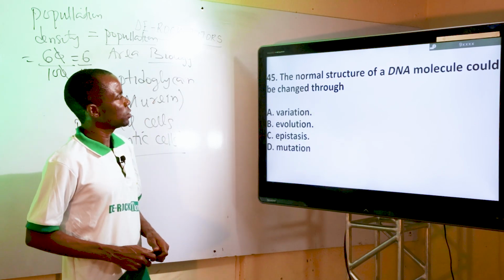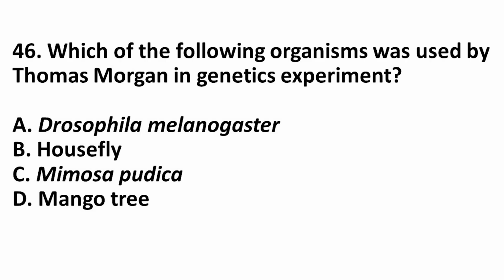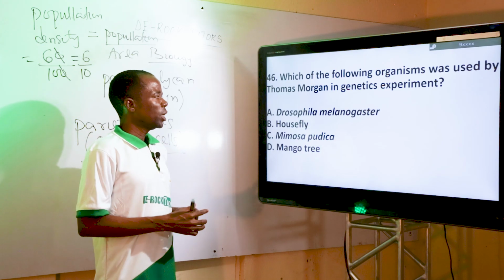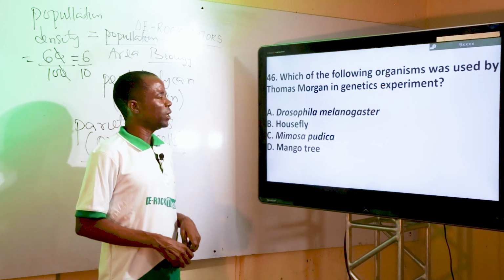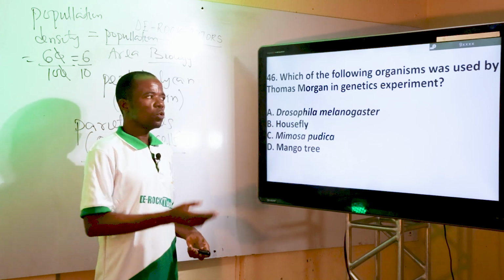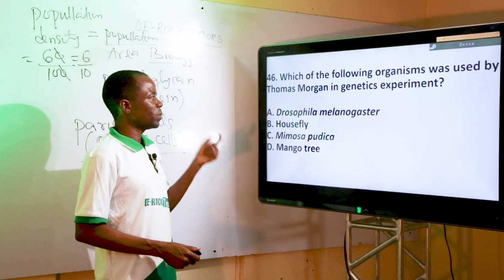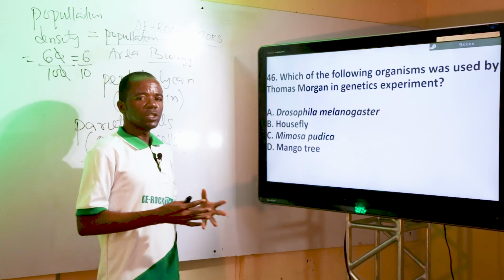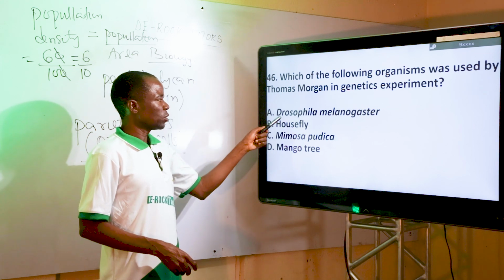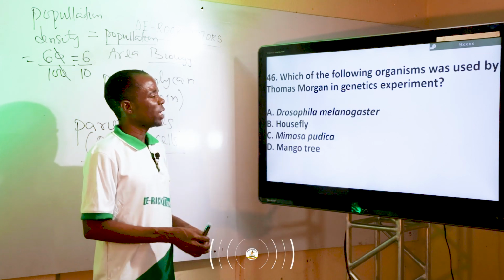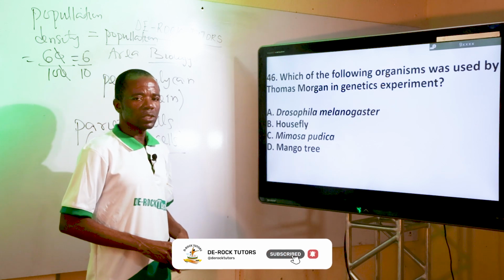Let's go to number 46. Which of the following organisms was used by Thomas Morgan in genetics experiments? Thomas Morgan used what we refer to as fruit flies, also called Drosophila melanogaster. So the organism that was used by Thomas Morgan in his research in genetics is the fruit fly, which is also called Drosophila melanogaster. Option A is the correct answer.